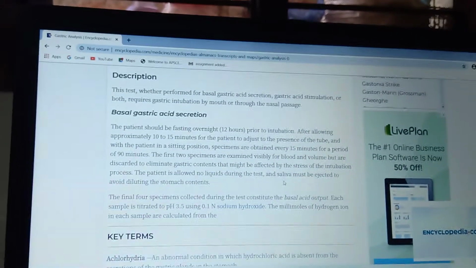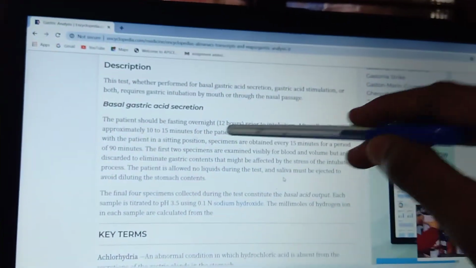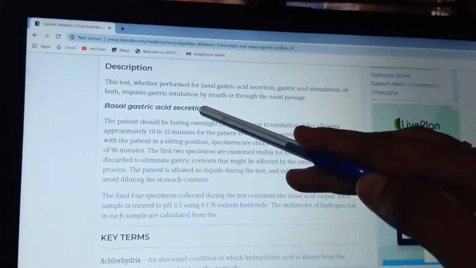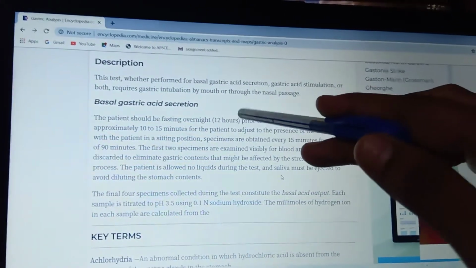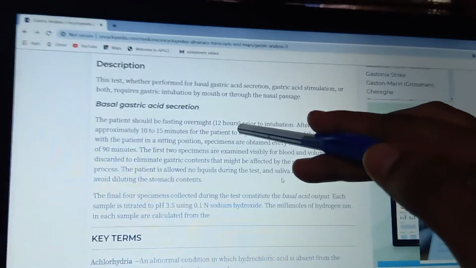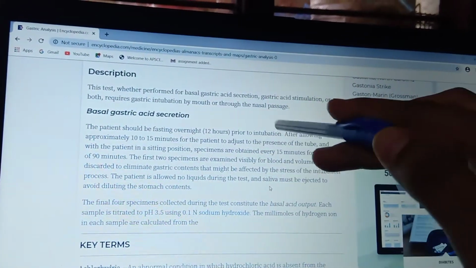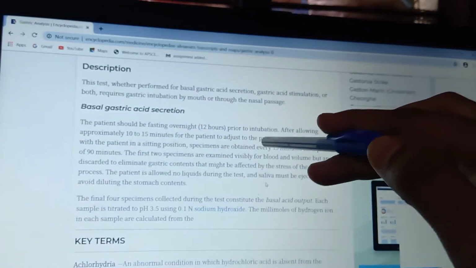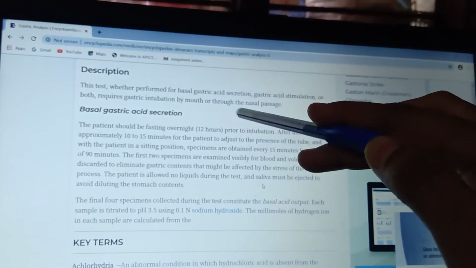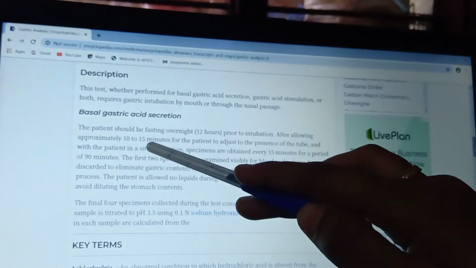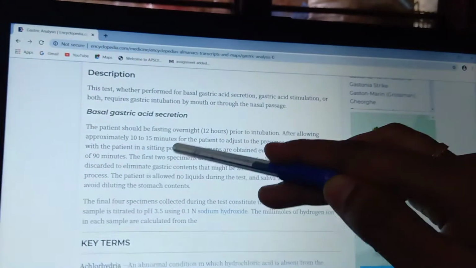Once again I am explaining to you. The basal gastric acid secretion test requires the patient to be fasting for 12 hours. After 12 hours, you intubate the NG tube, the nasogastric tube, through either the mouth or the nose, and make sure the patient is stable for 10 to 15 minutes.